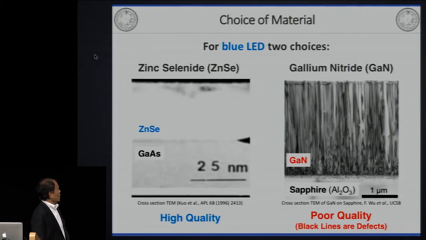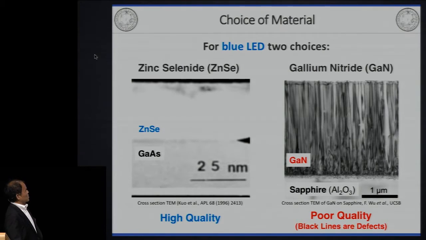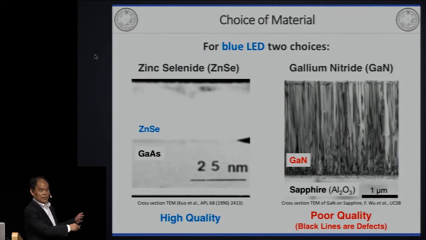This is an image of a cross-sectional TEM of gallium nitride grown on sapphire. You can see dark lines. These are dislocations, which means crystal defects. The magnification is different, I tried to find the same magnification but I couldn't. But this is zinc selenide grown on gallium arsenide, and there are basically no dark line defects, zero. So clean. It means the crystal quality is much, much better. So all the scientists selected zinc selenide in the 80s and 90s.